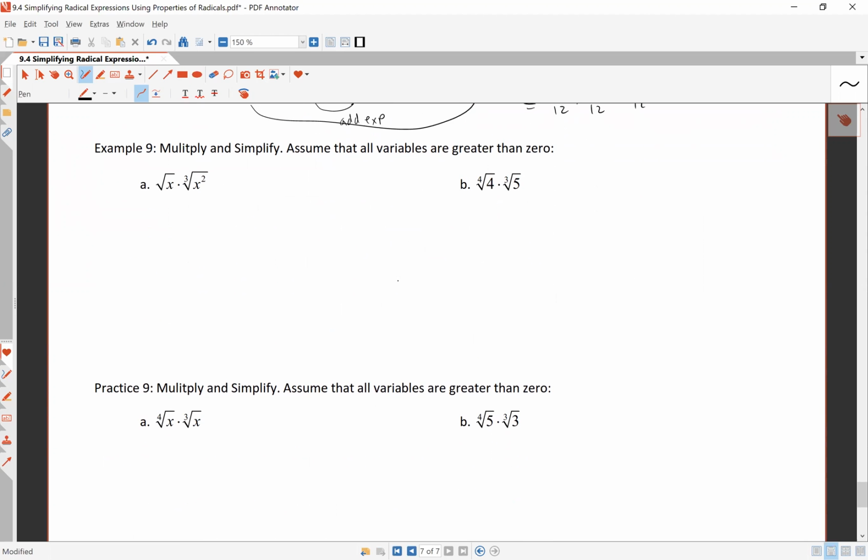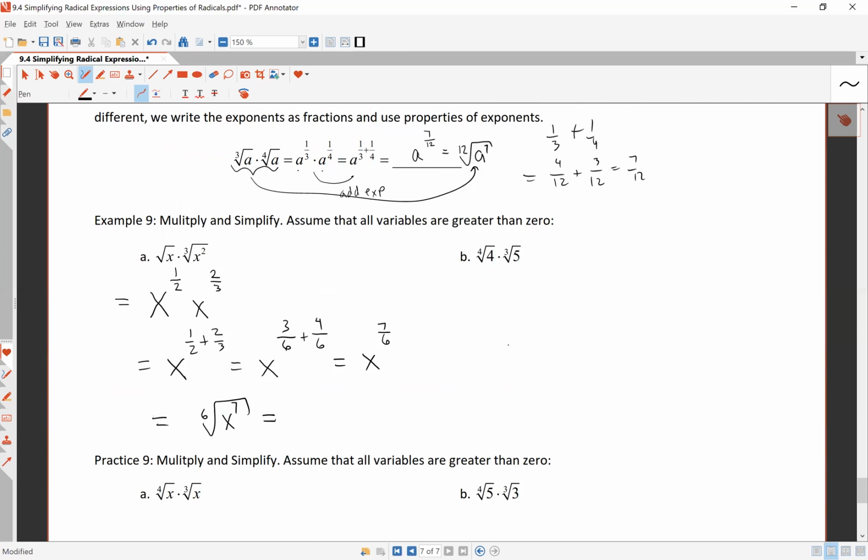Example 9, multiply and simplify. Assuming that all the variables are greater than 0, the square root of x times the cube root of x squared. We write the square root of x as x to the 1/2, and the cube root of x squared as x to the 2/3. Now we add those two exponents together, and we get a common denominator of 6, which is going to give us x to the 7/6. We rewrite this back as the 6th root of x to the 7.